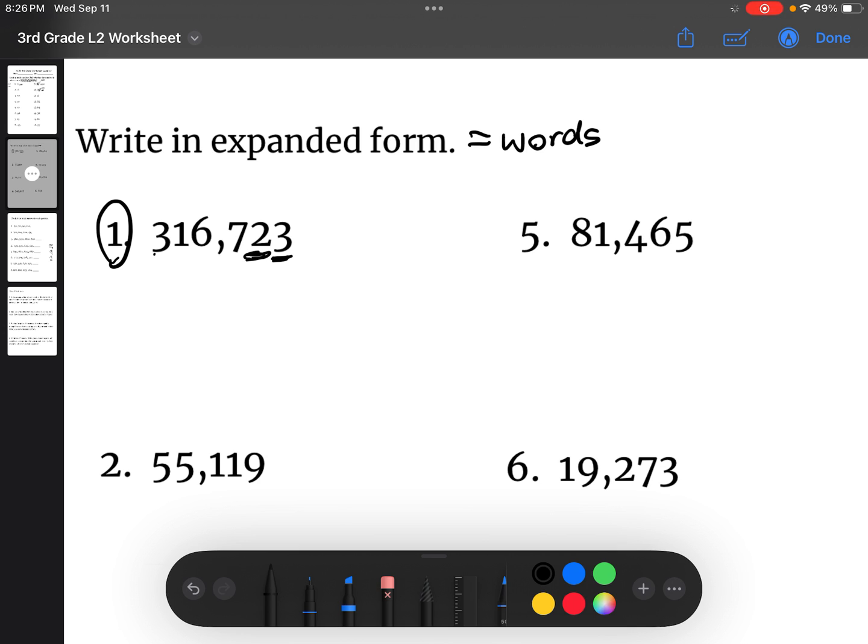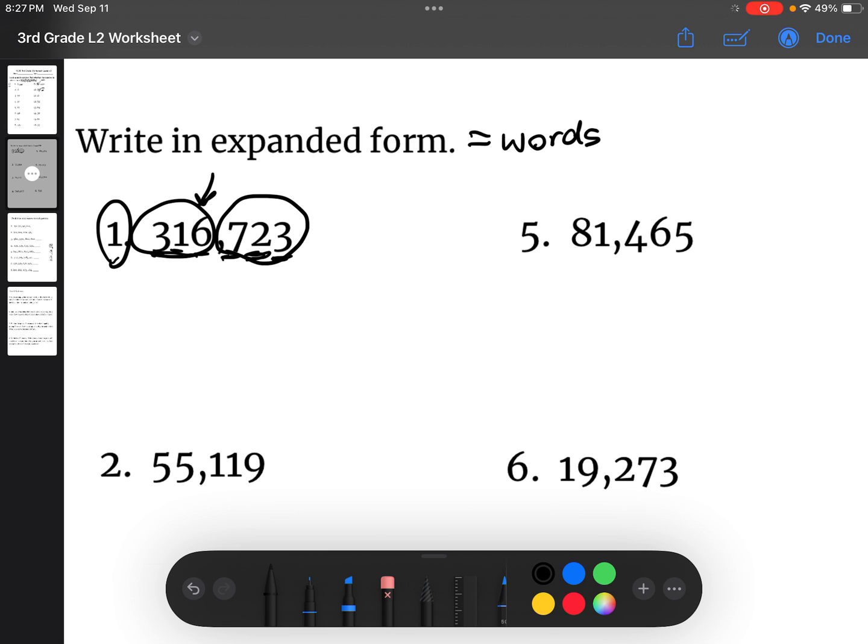This is the tens place. This is the hundreds place. This is the thousands place. This is the 10,000 place, and this is the 100,000 place. So we're basically going to use that knowledge to our advantage. But first, you're going to want to kind of group these numbers together. So this number as a group is just 316.